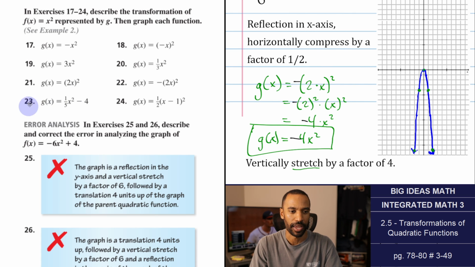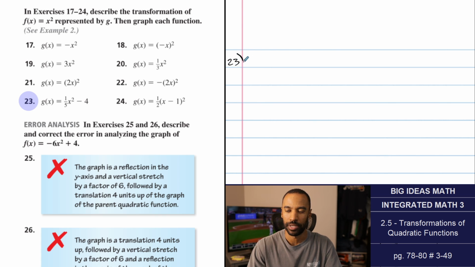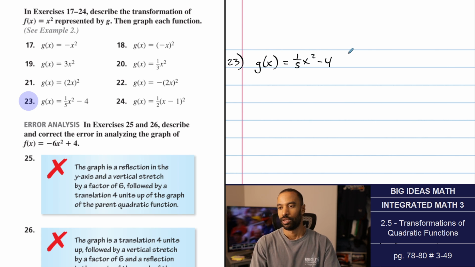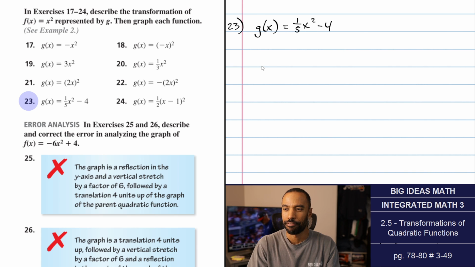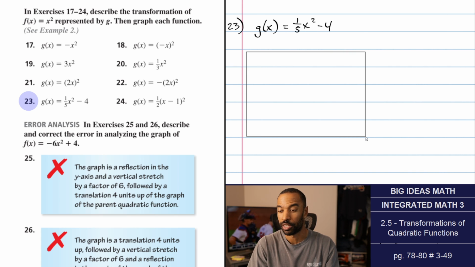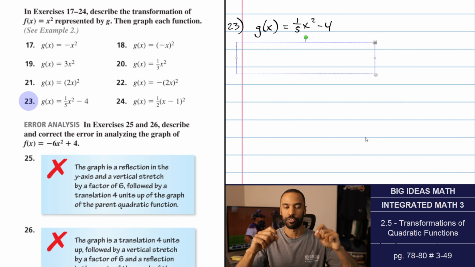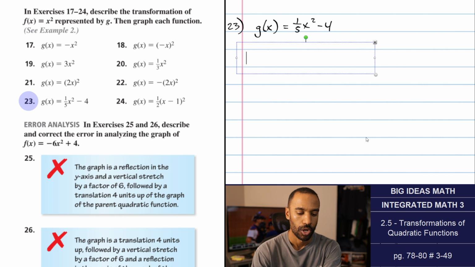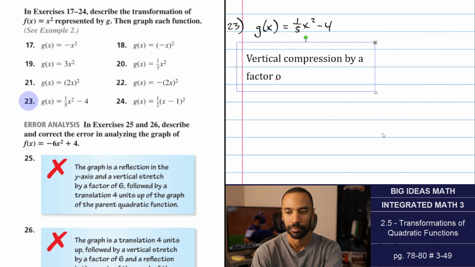Let's go to number 23. Now, number 23 has an interesting fraction of 1/5. It's not a common one that we see, but we will deal with it. And this is also one where I might state, hey, if you're not in the camp of using the fraction versions of stretch factors, only go multiples of 5 out. Choose 5, choose 10, etc. Anyway, this is a vertical compression by a factor of 1/5.